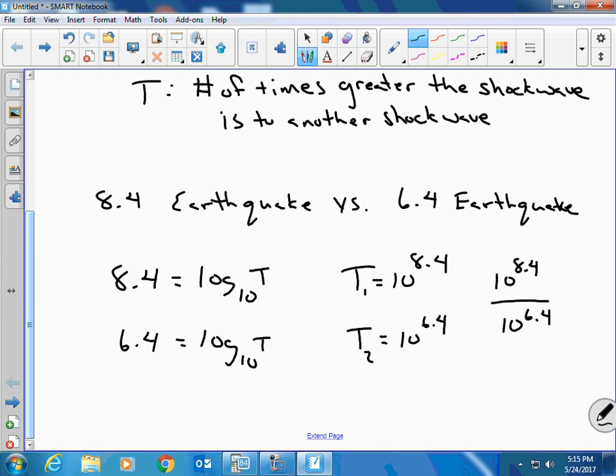When you want to know how many times greater it is, you divide them. To find out how many times bigger is 10 than 5, it's twice as big. Why? Because 10 divided by 5 is 2. So same idea. Well, do you remember your rules for dividing like bases? You subtract the exponents. And 8.4 minus 6.4 is 2. So an earthquake that is 8.4 in magnitude compared to an earthquake that is 6.4 in magnitude is 100 times greater. That's a lot. All right, let's do another way.